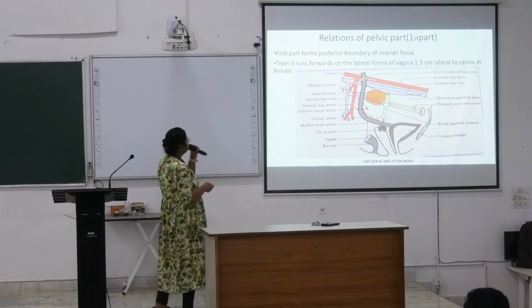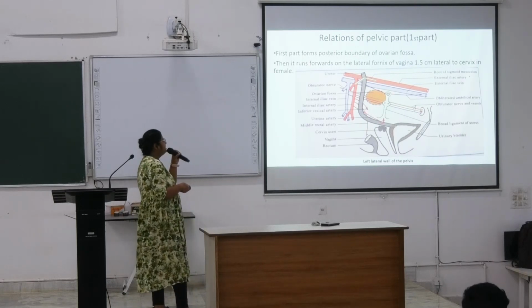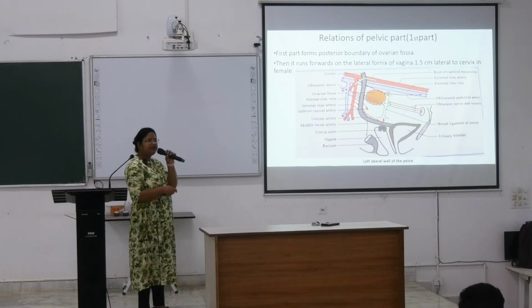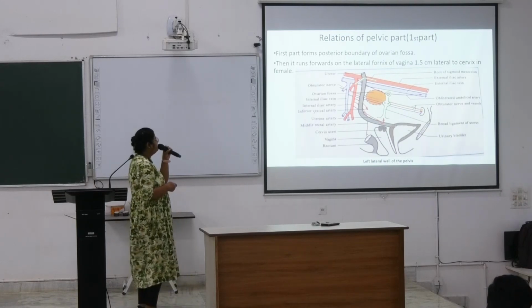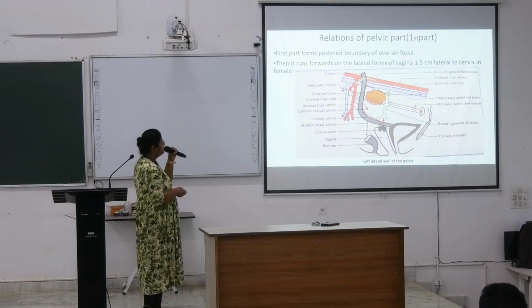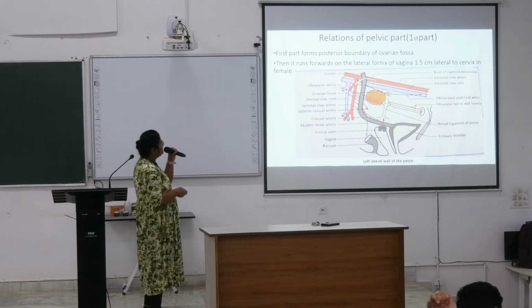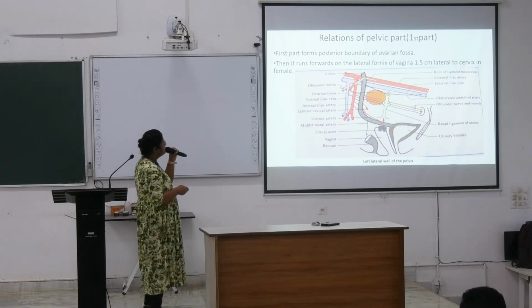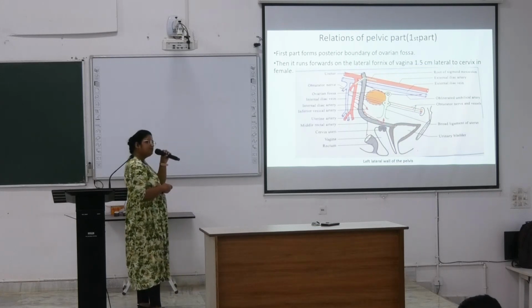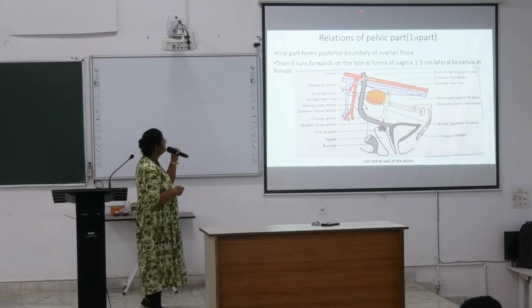The first part forms the posterior boundary of the ovarian fossa. See, this rounded area is the ovarian fossa. The ovary is lying here. And then it runs forward on the lateral fornix. This is the cervix of the uterus, and this is the fornix of the vagina. So it runs forward on the lateral fornix of the vagina, 1.5 cm lateral to the cervix in females. Okay, so this is the relation.